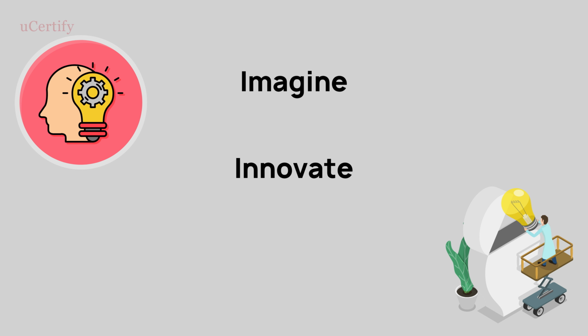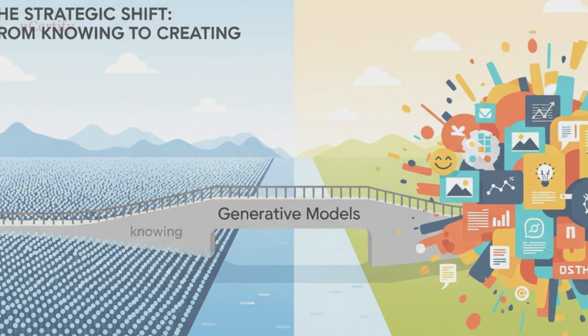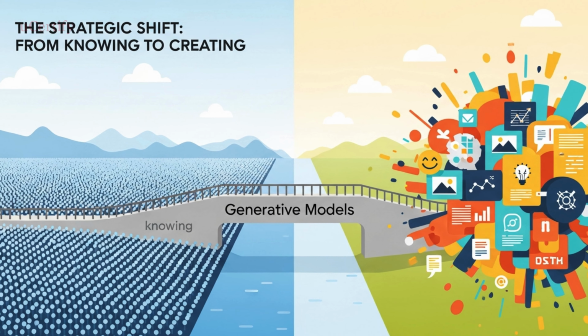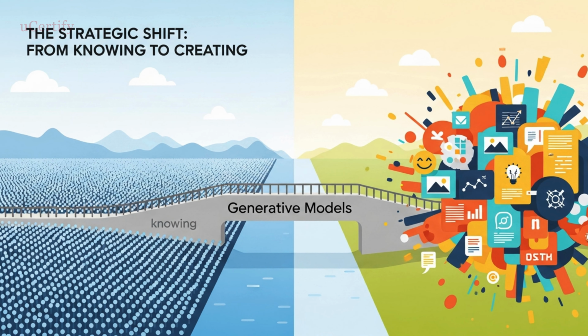But what if we want AI to do more than just identify? What if we want it to imagine, to innovate, to build something entirely new? This is where generative models became crucial. They unlocked the potential for AI to be a true partner in creativity and discovery, producing novel data. This shift fundamentally changed what we expect AI to do.